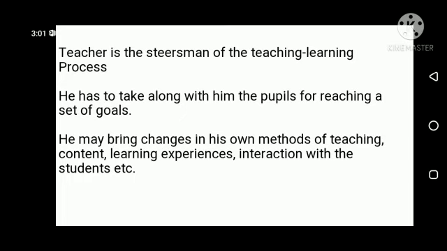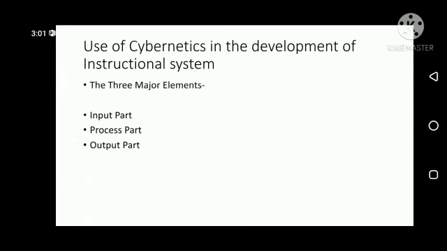It receives the input, processes the data which has been received, and then gives the output. That is how a cybernetic system works. Coming to the last content, that is the use of cybernetics in the development of instructional systems. There are three major elements, as I said in the previous slide: input part, processing part, and output part. First, let's look at the input part. Input elements such as the learning experience, in the shape of a set of curriculum and syllabus, etc.